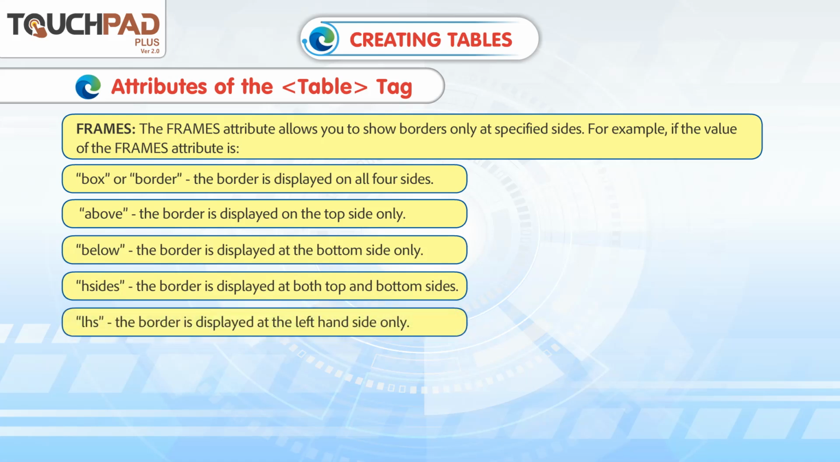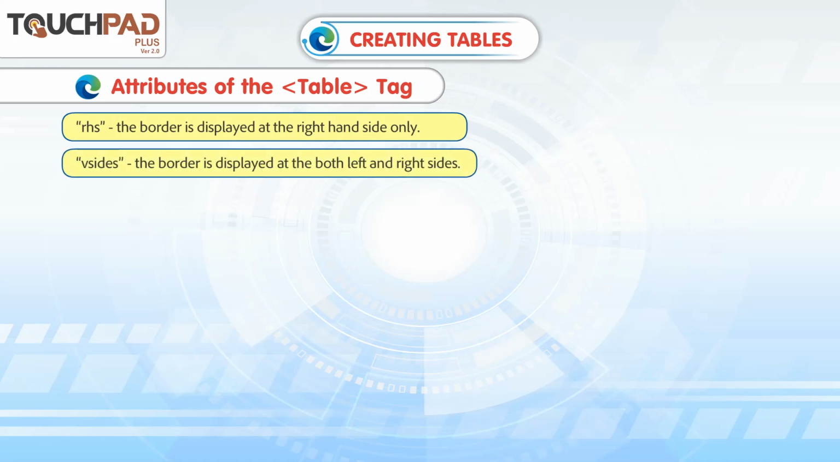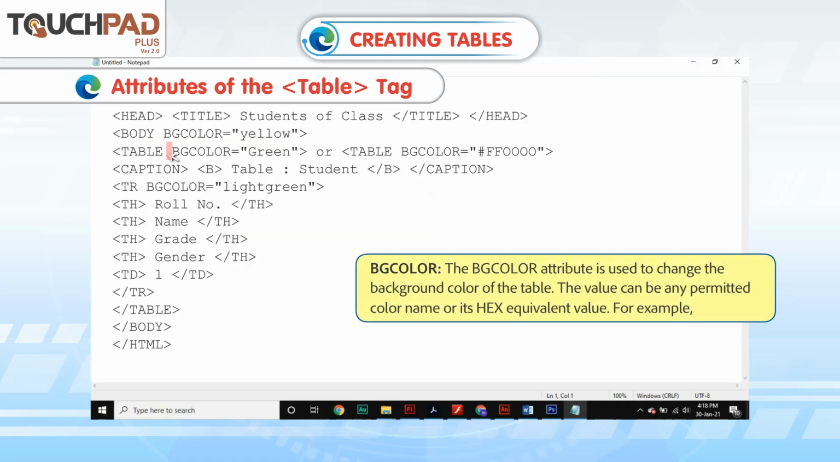LHS. The border is displayed at the left-hand side. RHS. The border is displayed at the right-hand side only. V sides. The border is displayed at both left and right sides. Void. No border is displayed.